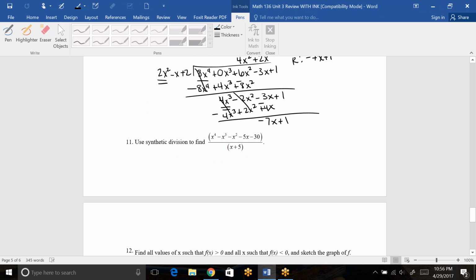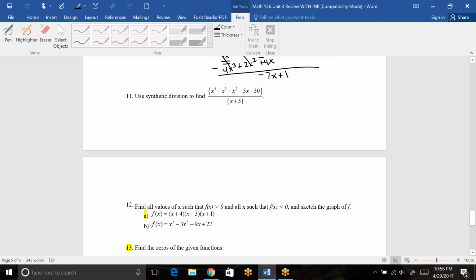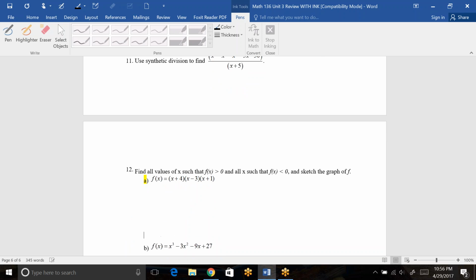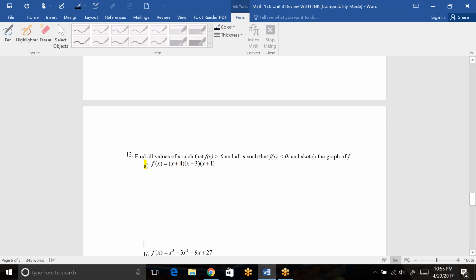Okay, so let's look at 7a, or excuse me, 12a. So this is the problem where it says you need to find all the values of x such that f of x is greater than 0 and f of x is less than 0 and sketch the graph. Okay, when you see that set of directions, because you do need to be able to recognize it, that always means we're looking for the graph where we look to see if things are going up and down. Okay, so we're looking for something like this.